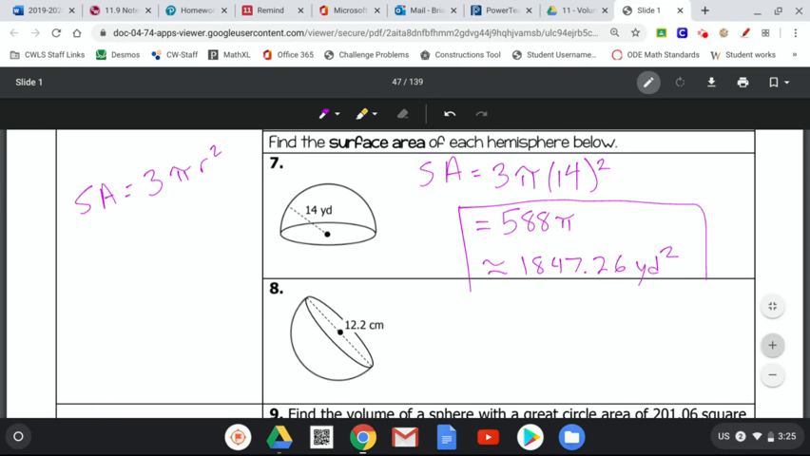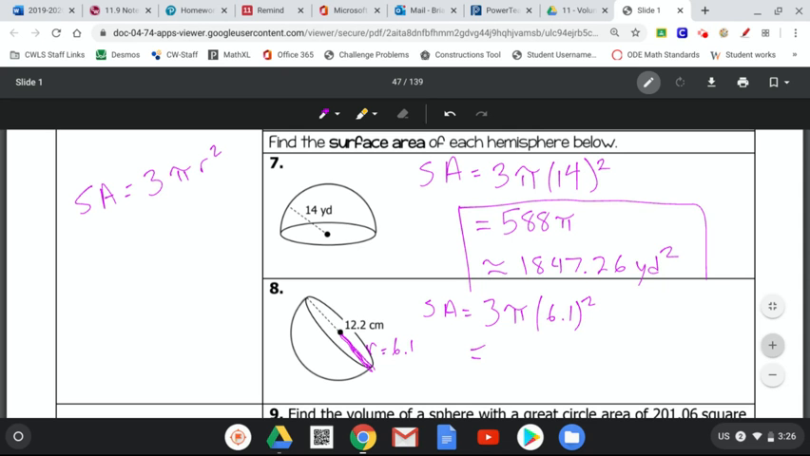Next one, finding the surface area again. All right, goes from center to the outside is your radius. 12.2 is not your radius, okay? So we have to divide by 2, and our radius is going to be 6.1. So that goes into our surface area formula. It's going to be 3 times pi times our radius squared, which is 6.1 squared.